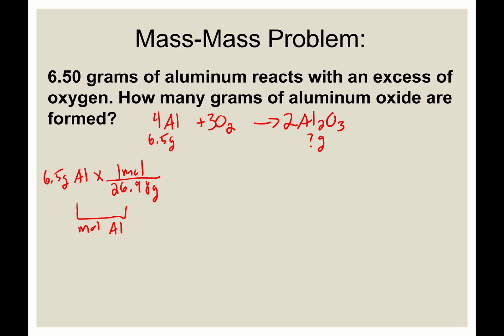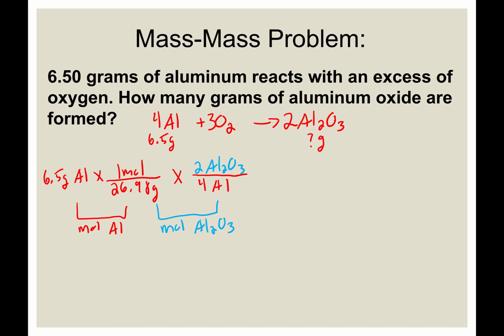Once we have our moles of aluminum, we need to convert that into aluminum oxide. So our second step is going to be to turn our moles of aluminum into moles of aluminum oxide by using the mole ratio. We're going to take our moles, which the first step gives us, and multiply by the mole ratio. Our mole ratio here is a 2-to-4 ratio: 2 aluminum oxides for every 4 aluminum. And this step will get us moles of aluminum oxide.